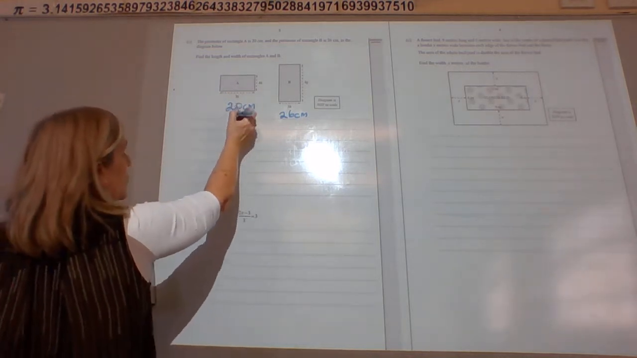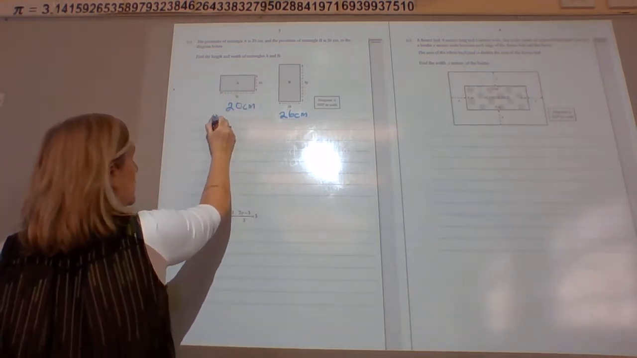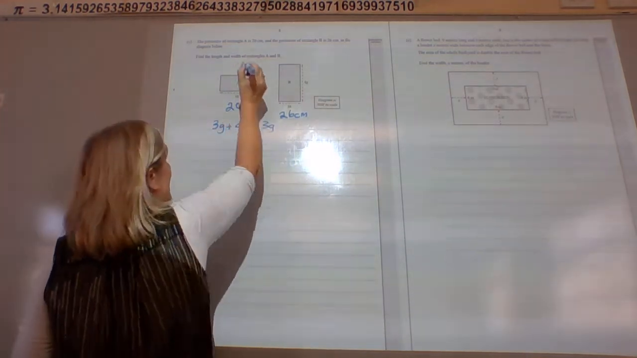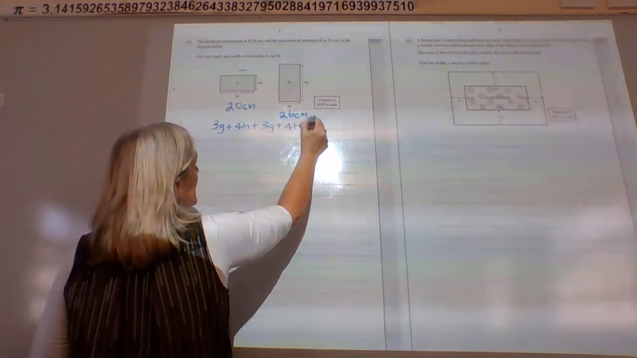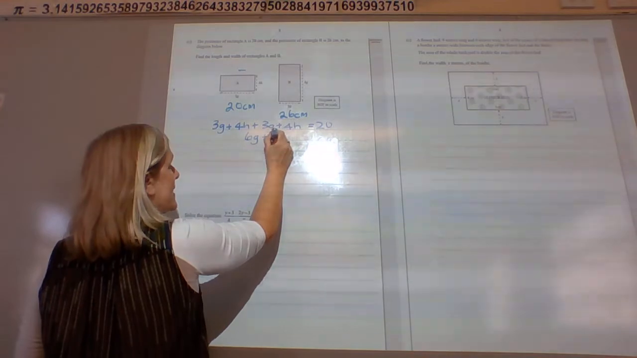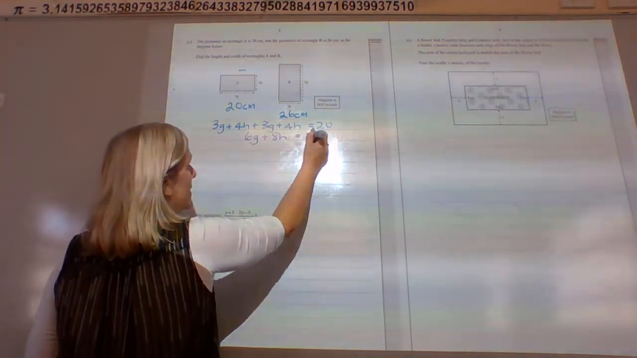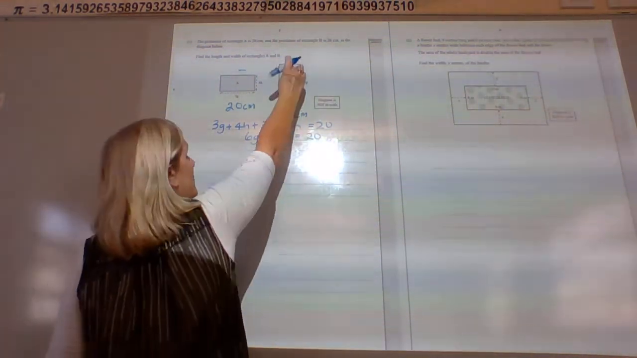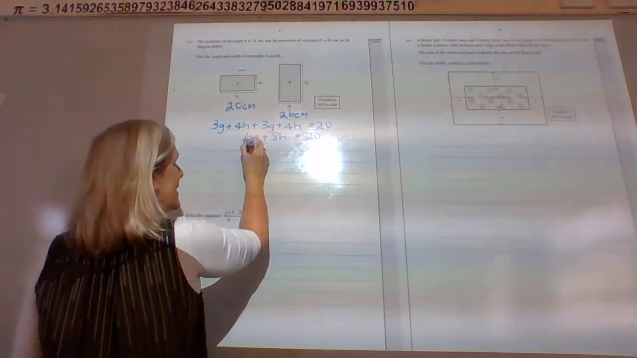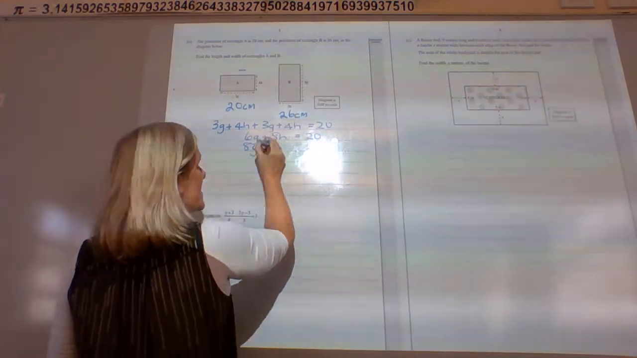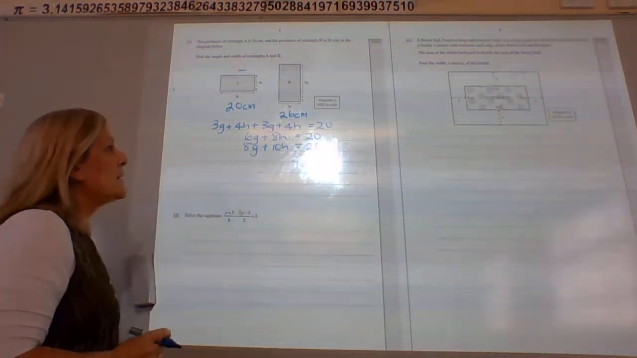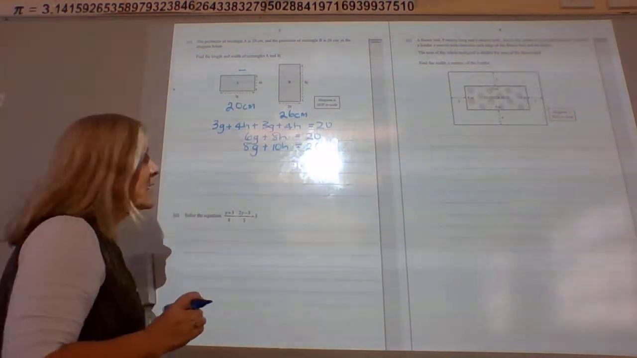So in this one, we've got 3G and 4H. So we've got 3G plus 4H plus another 3G on the other side here, plus 4H is equal to 20. Or 6G plus 8H equals 20. So skipping to the next one, we've got 5 and 5 is, let's do the G's first. So we've got 4 and 4 is 8G, and 5 and 5 is 10H equals 26. All right, so this is a simultaneous equation.